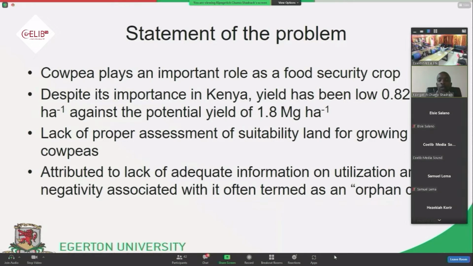The actual yield has been low. The actual yield is 0.8 tons against the potential yield of 1.8 megatons per hectare. Lack of proper assessment of land suitability could attribute to this, and inadequate information on utilization.